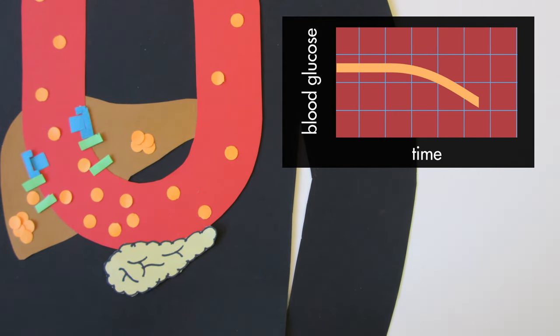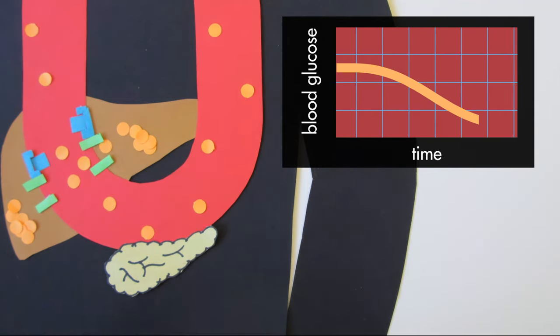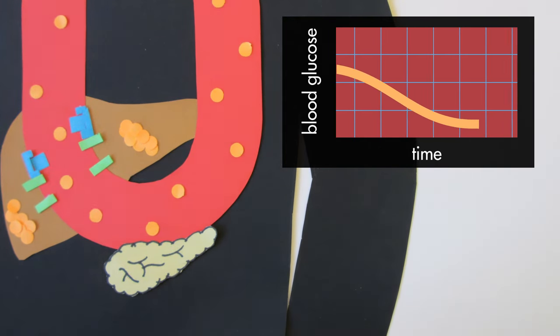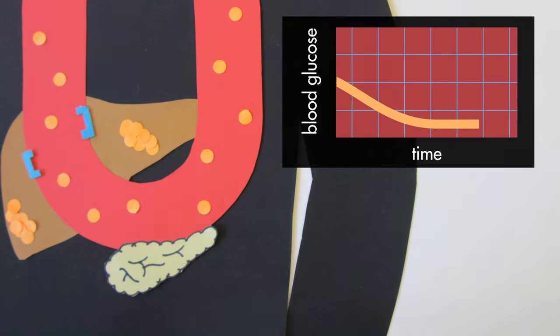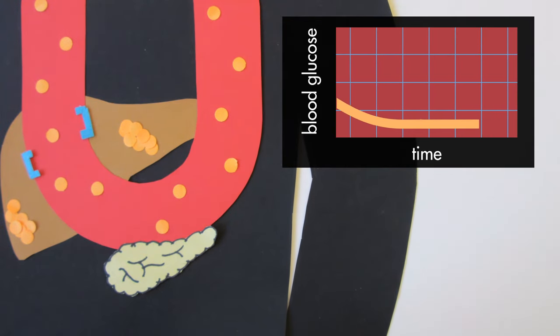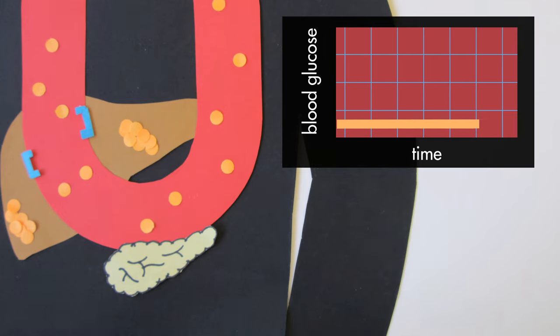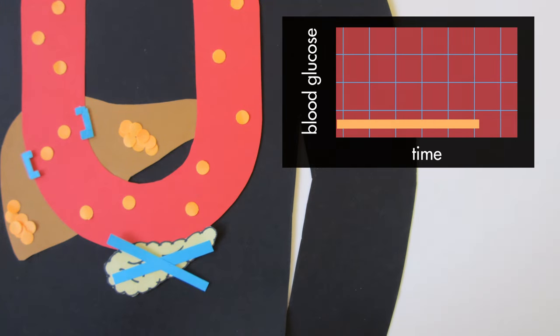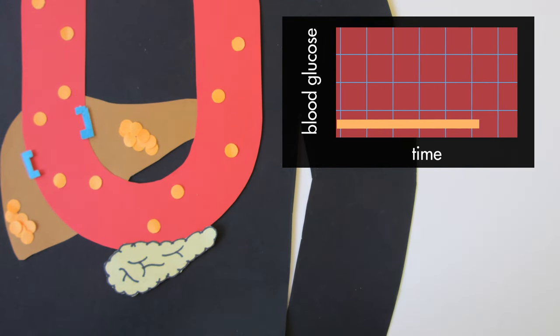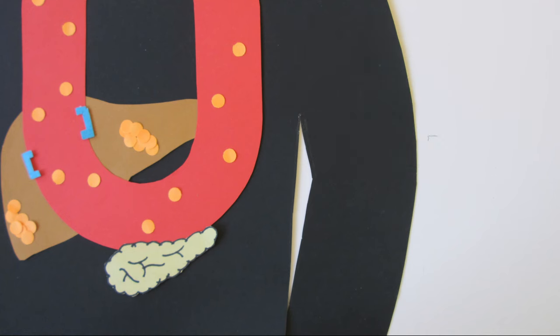This uptake of glucose by the liver and other organs for storage restores blood glucose levels to a balanced state. Homeostasis has been achieved. Because blood glucose levels have reached homeostasis, the pancreas will stop secreting insulin. This is just one type of hormone involved in the endocrine system.